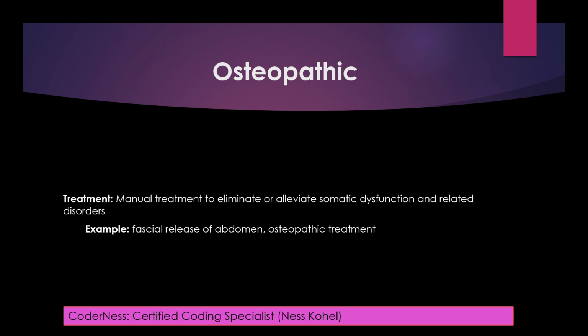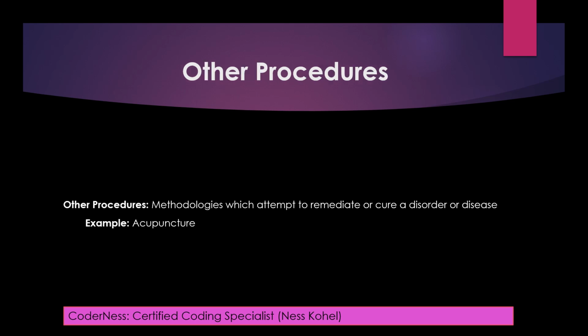This section discusses osteopathic. Treatment is manual treatment to eliminate or alleviate somatic dysfunction and related disorders. Example is fascial release of abdomen, osteopathic treatment. This section is other procedures. Other procedures are methodologies which attempt to remediate or cure a disorder or disease. An example is acupuncture.